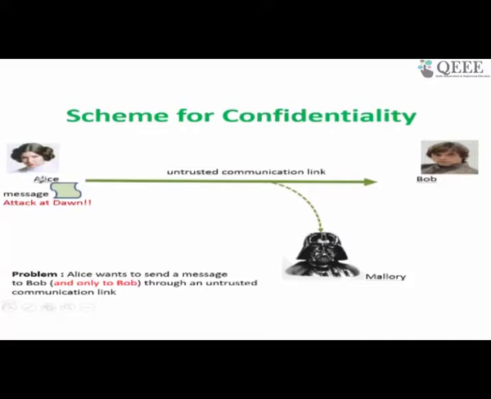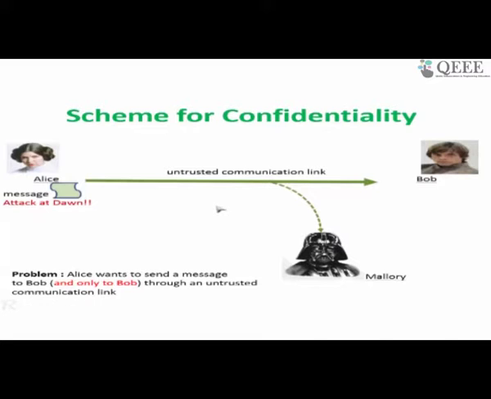Now suppose Alice wants to send the message in such a way that only Bob is able to actually read that particular message. So in this particular case, Alice is sending the message attack at dawn, and she wants that only Bob should be able to read this attack at dawn, and some third party like Mallory, an attacker over here, who is able to snoop into this untrusted channel. For example, he's snooping on some network line between Alice and Bob.